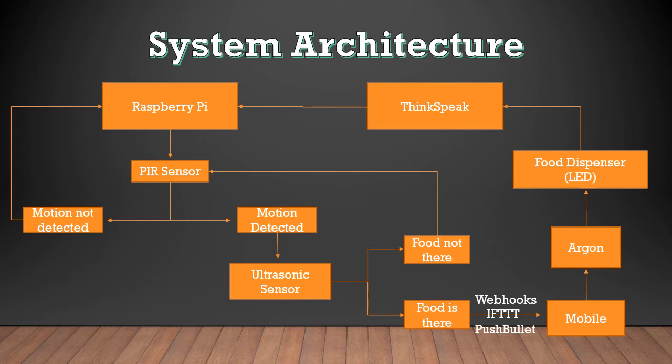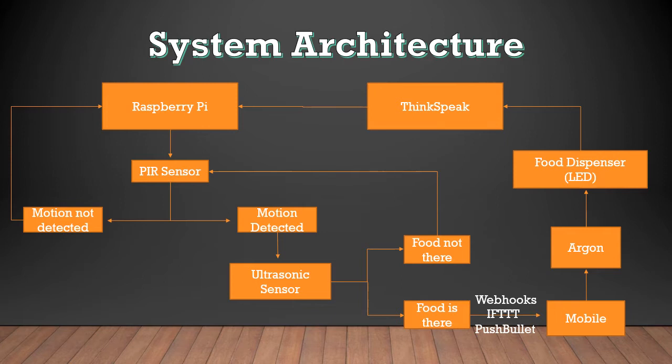System architecture. The Raspberry Pi is connected to the PIR sensor, the ultrasonic sensor and the camera. The camera will just give a live stream, so it's not represented here. Basically, it will trigger the PIR sensor, which will detect if motion is there or not. If not, it will loop back to the Raspberry Pi and go again. If motion is detected, it will trigger the ultrasonic sensor. The ultrasonic sensor will further check if food is there or not. If yes, it goes back to the PIR sensor.